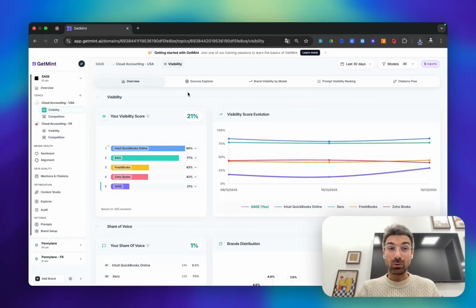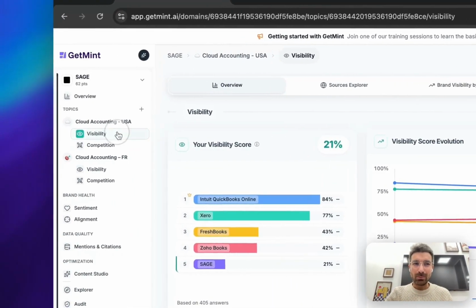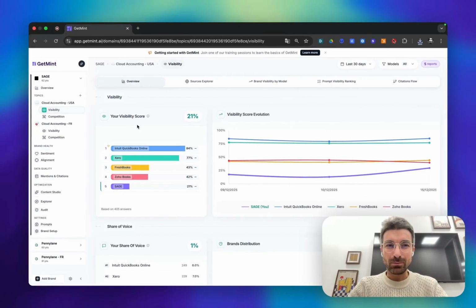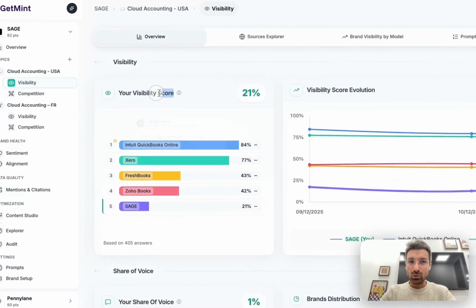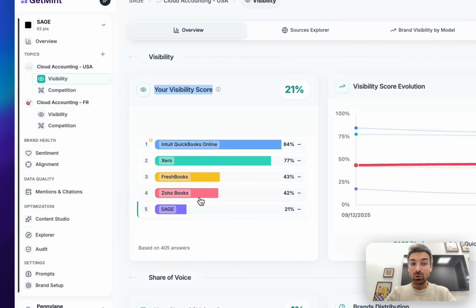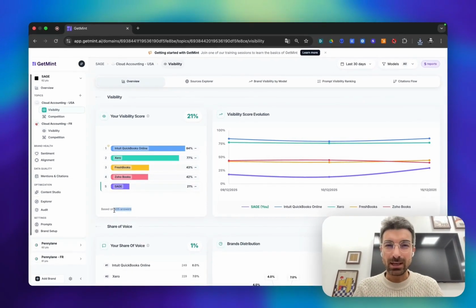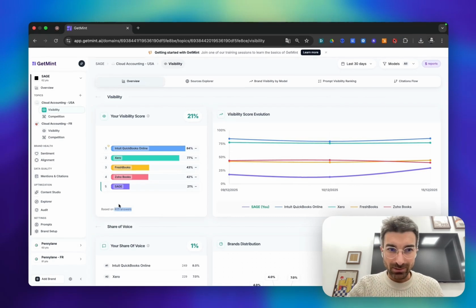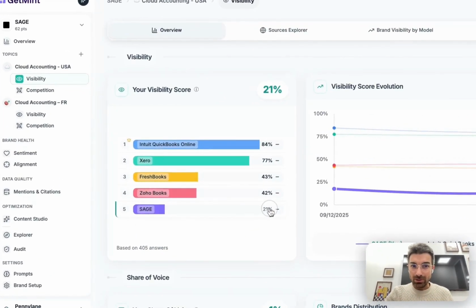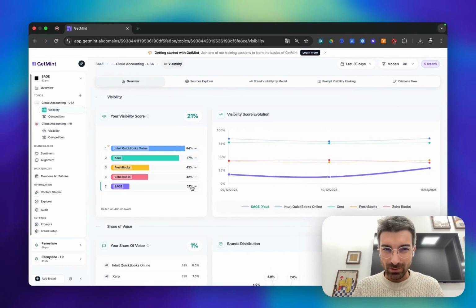Hello, in this video, we will see how to properly read the Overview tab of the Visibility feature. First of all, your visibility score. Your visibility score is, out of all the responses that GetMint has carefully analyzed, in how many of those responses your brand was specifically mentioned. So, in this example, specifically for Sage, the brand was mentioned in 21% of the responses.